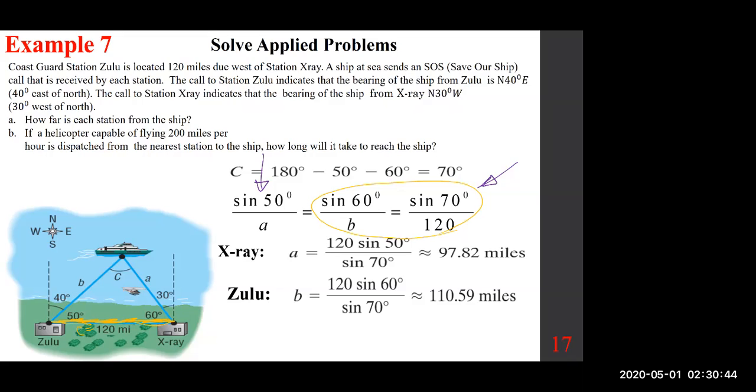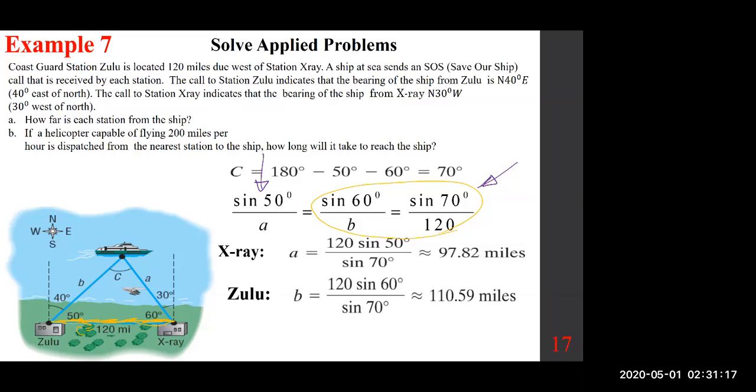Now, we answered part A. We are going to answer part B in a moment. Before we do that, is everybody clear what happened here? Is everybody okay with this? Okay. Now, if a helicopter capable of flying 200 miles per hour is dispatched from the nearest station to the ship, how long will it take to reach the ship?